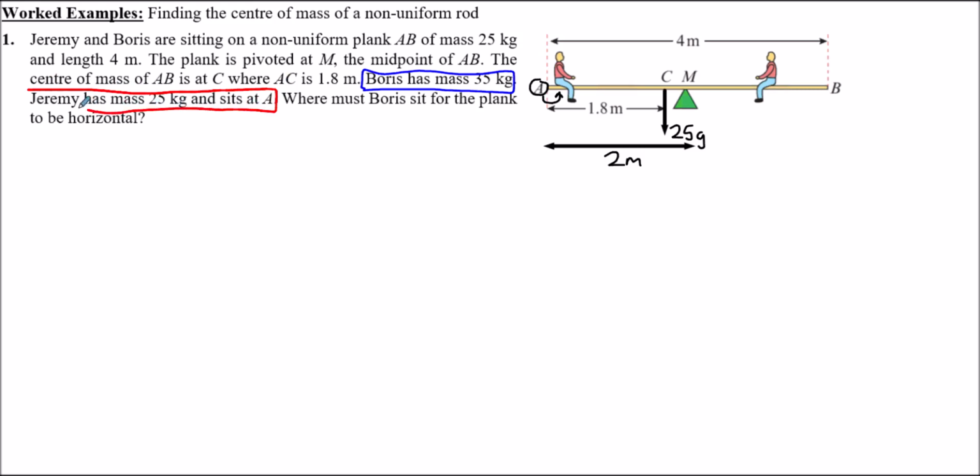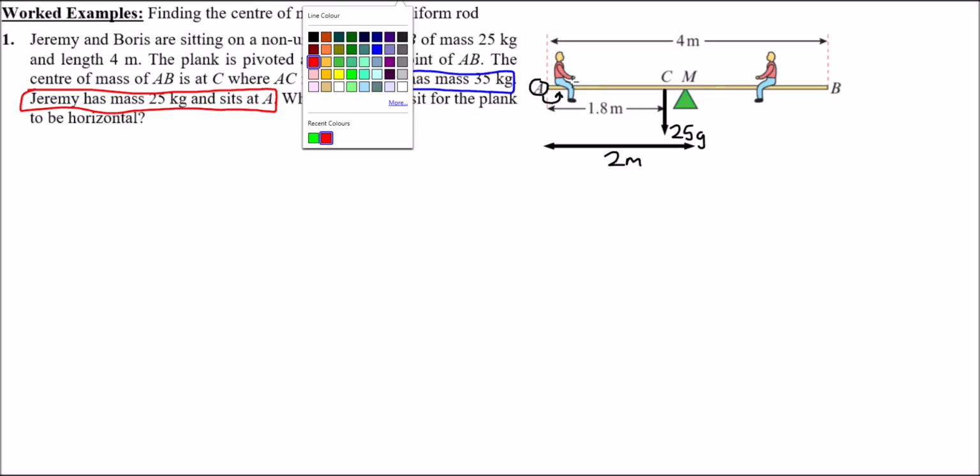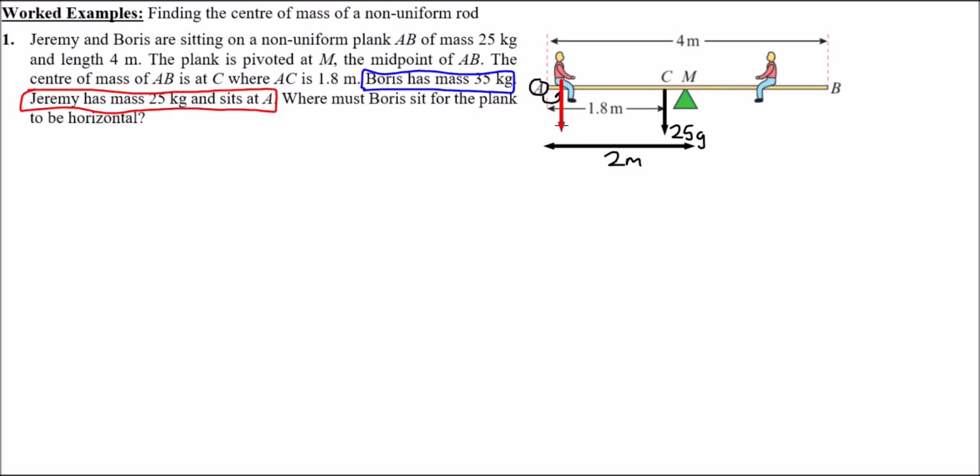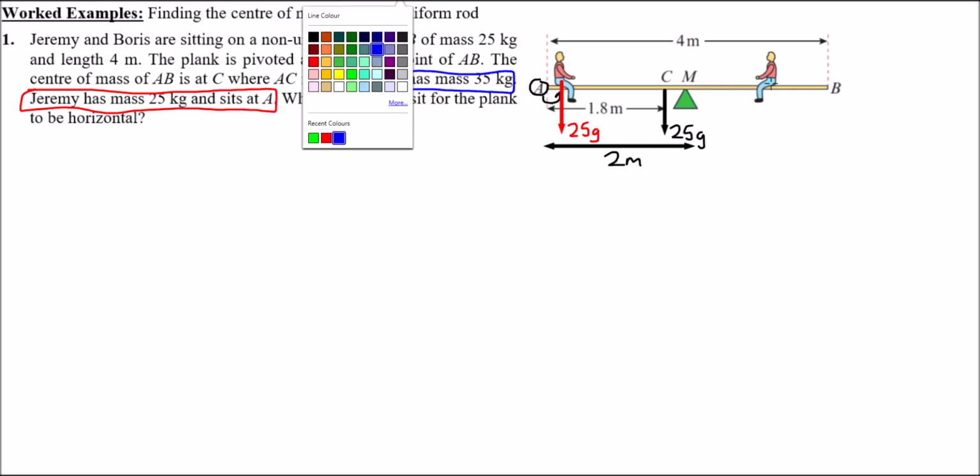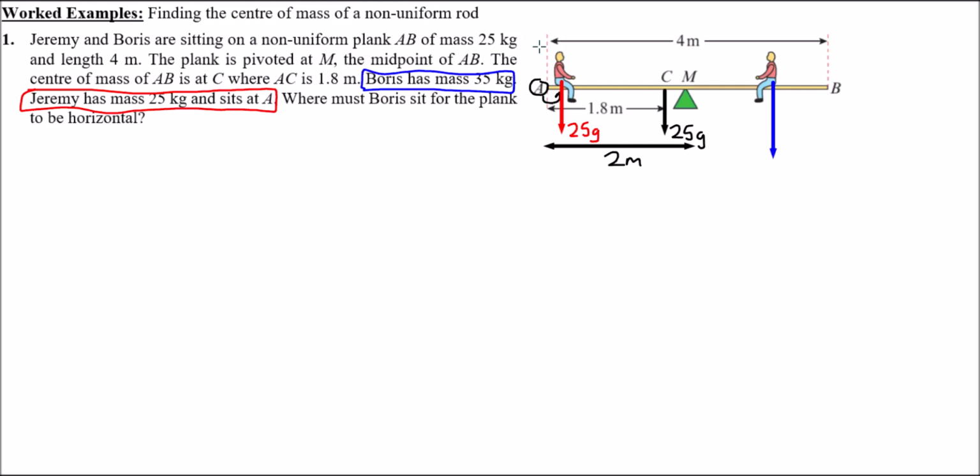So let's work out who's who. Jeremy's sitting at A, therefore this person is Jeremy. So what we'll do is we'll do a line going down here, and because Jeremy's mass is 25 kilograms, his weight will be 25 g. Boris, therefore, is the other person with weight 35 g, so I'm going to label this in as well. Where he's sat will be 35 g going downwards like so.